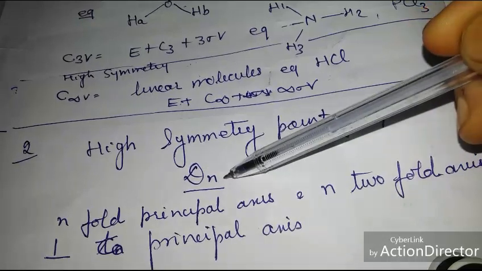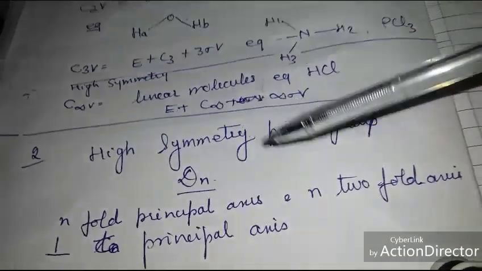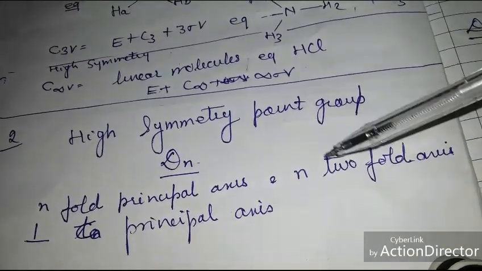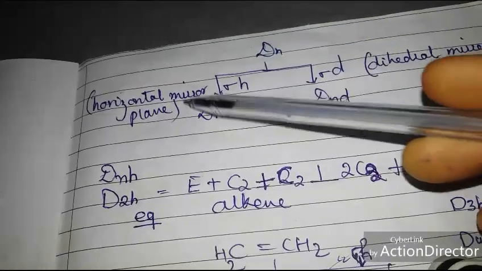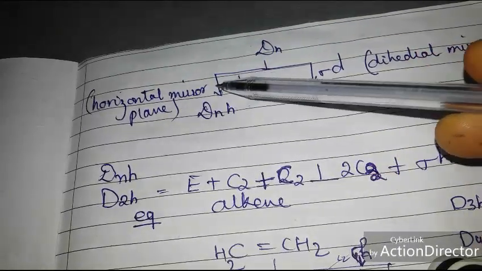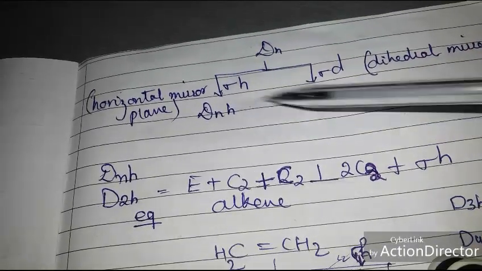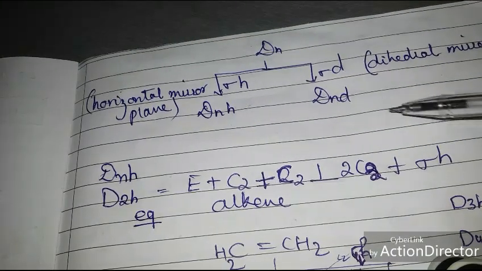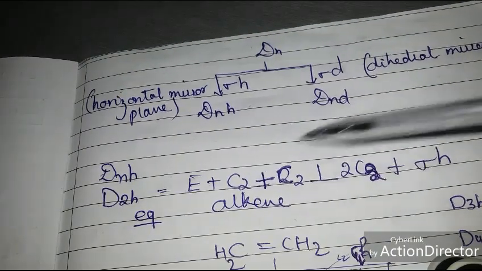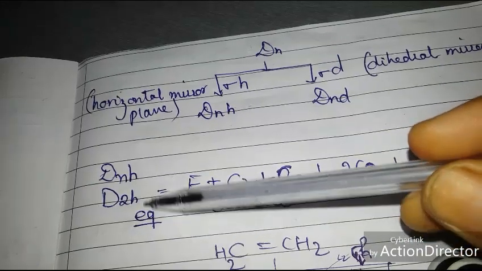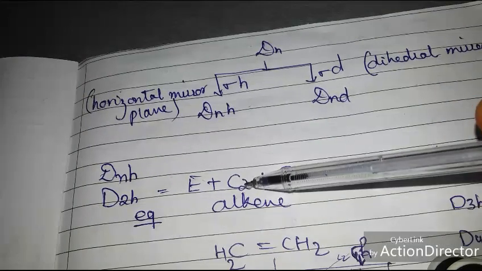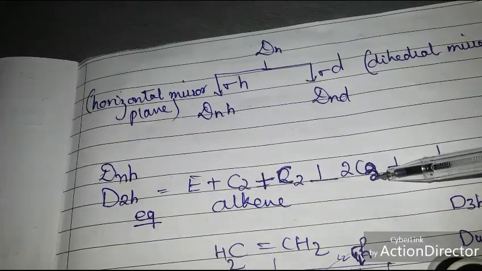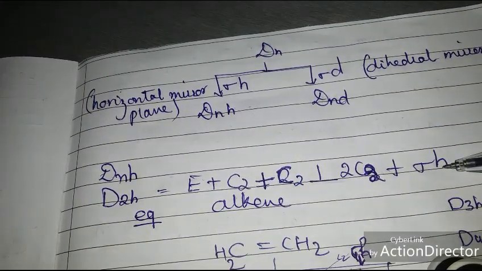Then is DN. DN will have an n-fold principal axis and n 2-fold axes which are perpendicular to the principal axis. In case of DN, if it is having a horizontal mirror plane, then it will be DNH. If it is having a dihedral mirror plane, then it will be DND. For DNH, I have taken D2H. Example is alkene. So it will be having E, C2 and 2 C2 perpendicular, and sigma H.